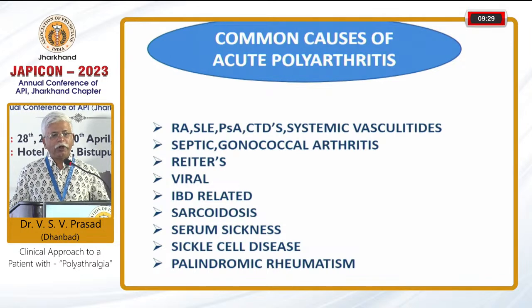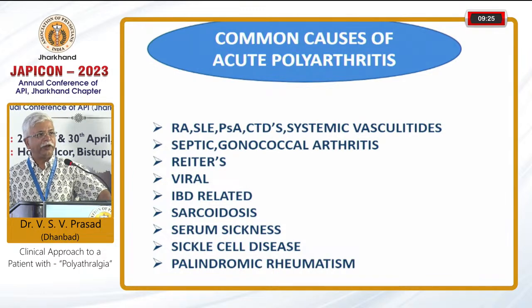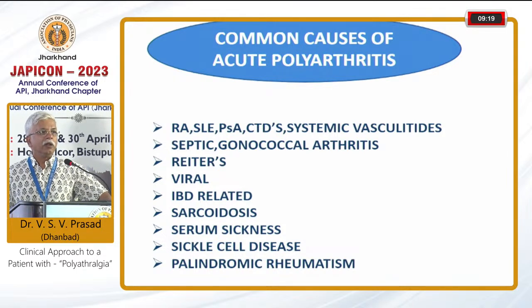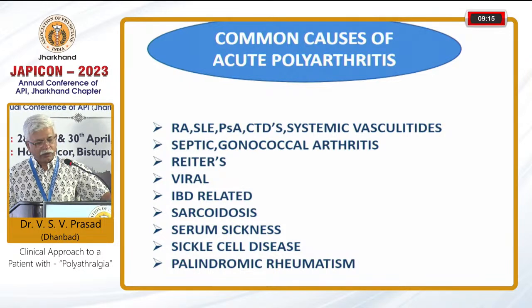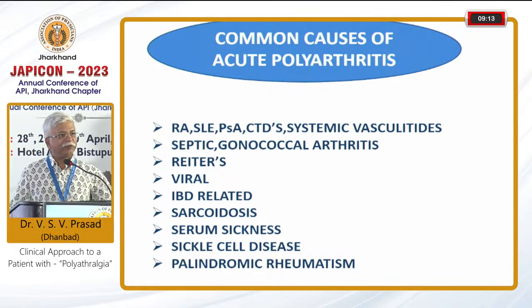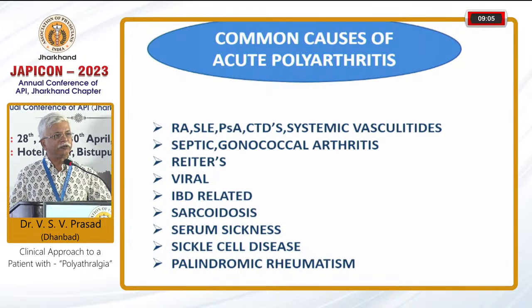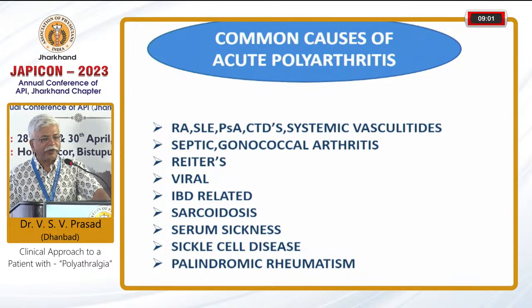So, among the common causes of acute polyarthritis, rheumatoid arthritis could also present as acute polyarthritis. Of course, it is more commonly known for the chronic, deforming, functionally disabling arthritis, but it can present as an acute polyarthritis. There are other conditions like lupus, like psoriatic arthritis, connective tissue diseases, and of course systemic vasculitis, which could present as polyarthritis, acute polyarthritis.